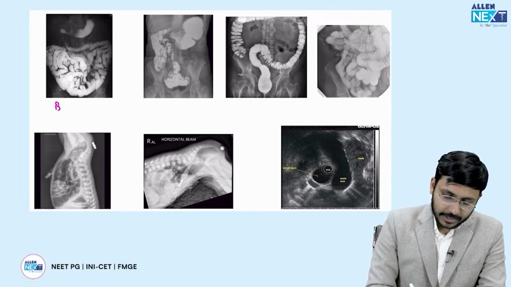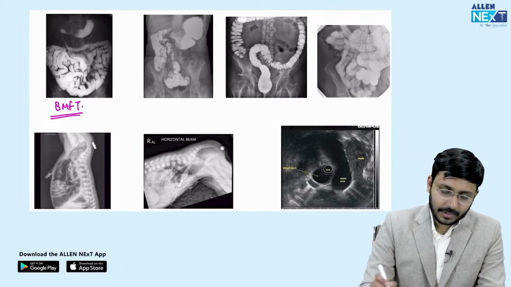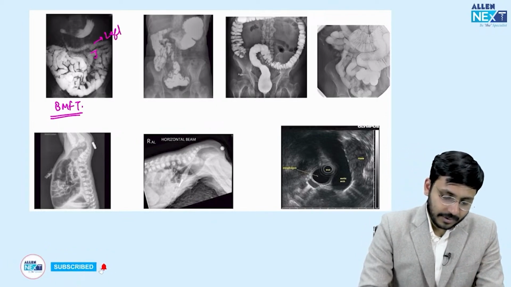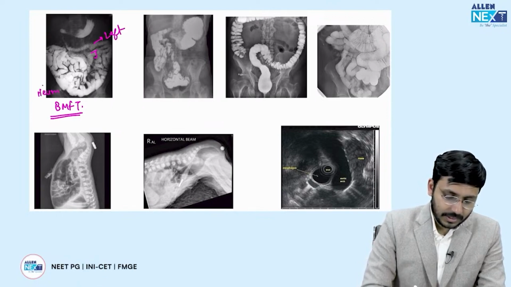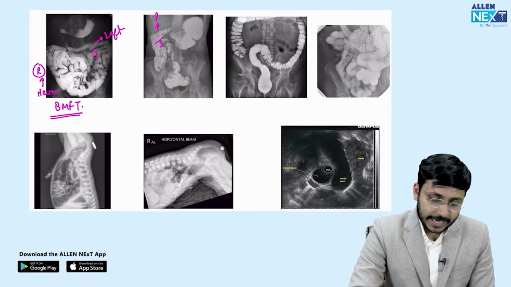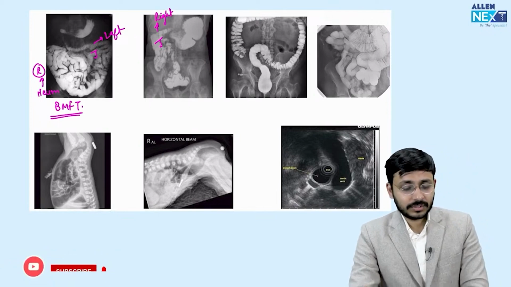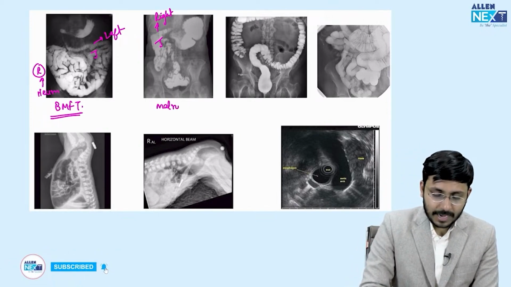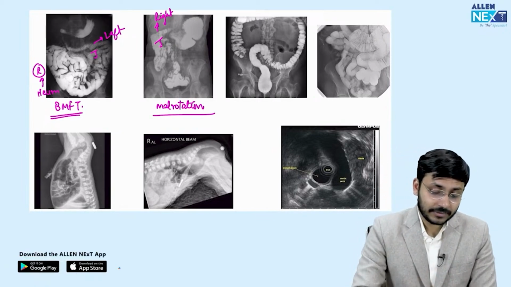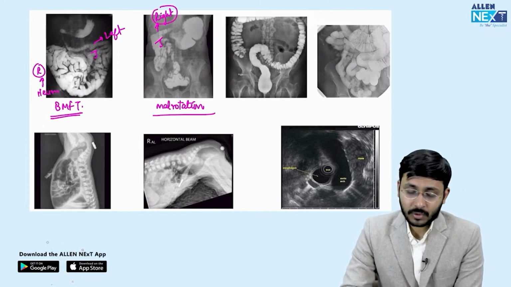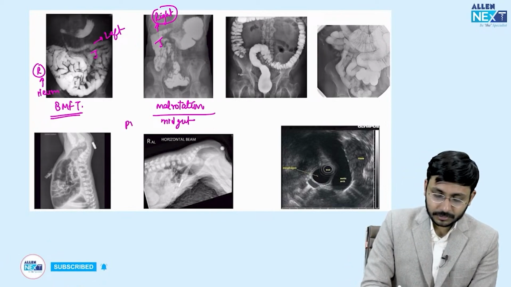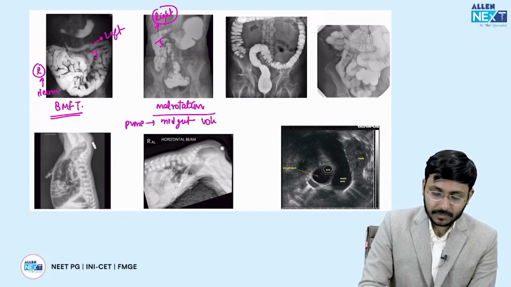So first of all, we have already read this is the BMFT, right? In BMFT, what do we see? Normally the jejunum is towards the left and the ileum is towards the right. But if this relationship is not maintained, that is, the jejunum is towards the right and the ileum is either in the pelvis or towards the left, that means this is a case of malrotation. Remember, jejunum coming onto the right-hand side is abnormal and signifies malrotation. Such children are prone to midgut volvulus.